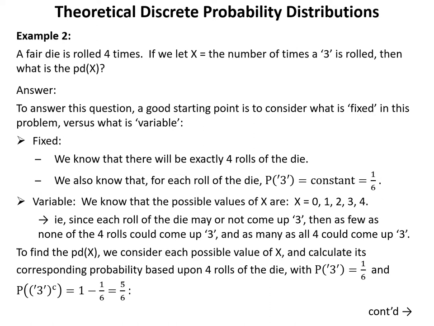In other words, since each roll of the die may or may not come up as 3, we could have as few as none of the four rolls come up 3, and as many as all four could come up as 3. So to find the probability distribution of x, we consider each possible value of x and calculate its corresponding probability based upon four rolls of the die, with the probability of getting a 3 each time equaling 1/6, and the probability of not getting a 3 equaling the complement of that, which is 1 minus 1/6, which equals 5/6.